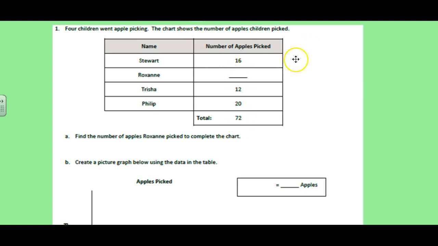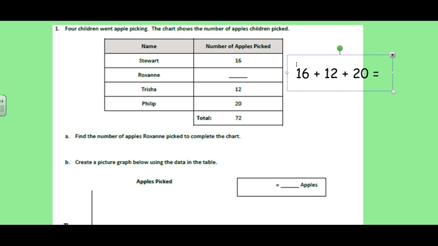So the way that you're going to figure out what Roxanne is: add together Stuart, Trisha, and Philip, and when you add those 3 together, all you have to do is take that away from 72, and the amount that you have left is going to be what Roxanne picked. So over here to the side, I want you to write 16 plus 12 plus 20, and I want you to figure out how many that is total, and we're going to subtract that from 72, and what is left is going to leave us with what Roxanne picked whenever she went apple picking.